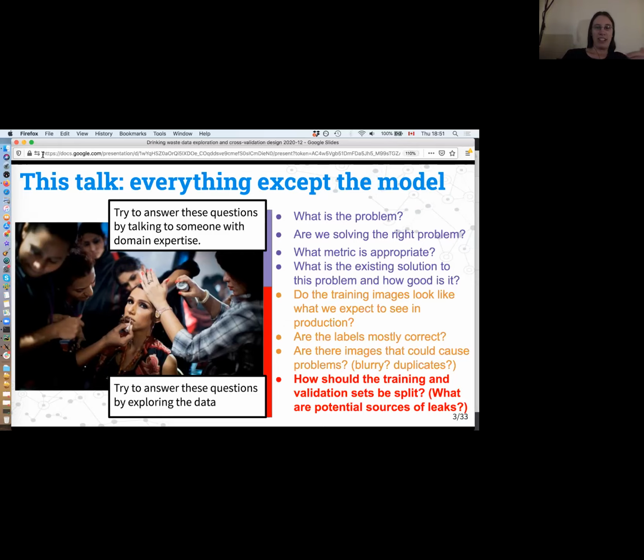So we move on to the orange text where you ask questions like, do the training images look like what we expect to see in production? Are the labels mostly correct? Are there images that could cause problems, like things that are blurry or duplicates? And then the meat and potatoes of what this talk is going to be on, the red text: how should the training and validation sets be split? And what are potential sources of leaks? So we try to answer the orange and the red questions by exploring the data.